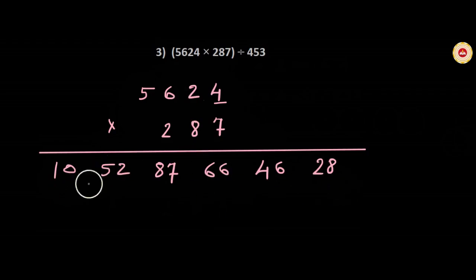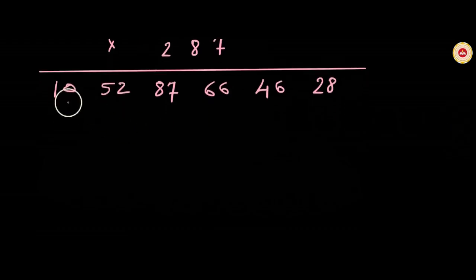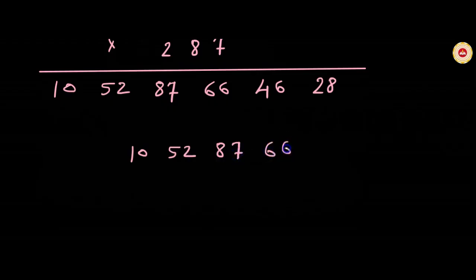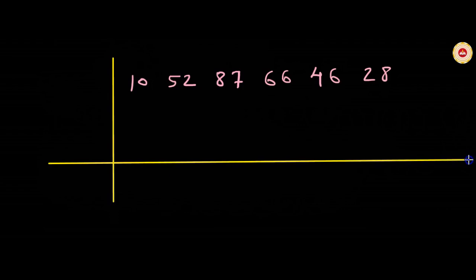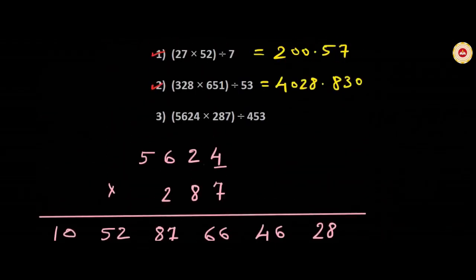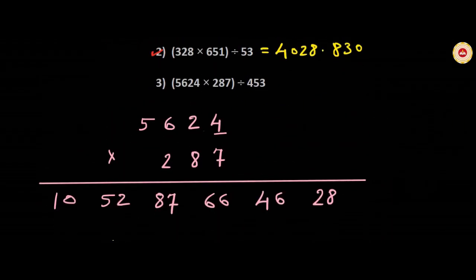Now let us divide this product, which is in the form of parts, by the given divisor 453. For that, let us write these parts properly first. 10, 52, 87, 66, 46 and 28. Draw a vertical line, draw a horizontal line. Yes. Now friends, let us write the divisor. What is the divisor? The divisor is 453.